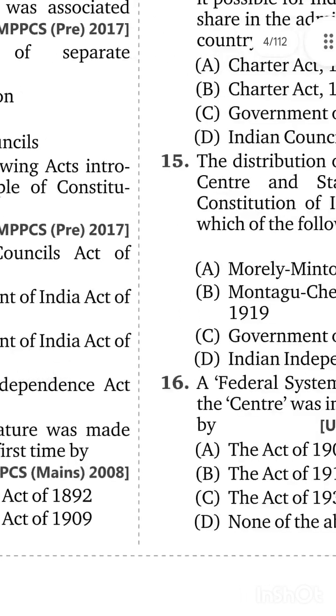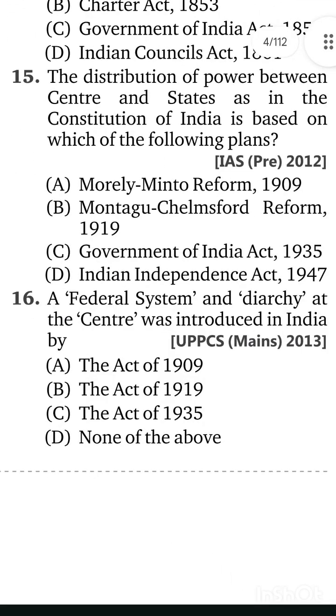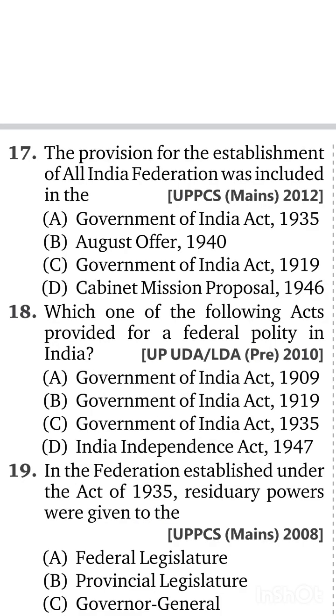That's all guys till now. Coming to 17th question. The provision for establishment of All India Federation was included in the? Option A, Government of India Act 1935. Establishment of All India Federation according to Government of India Act 1935.